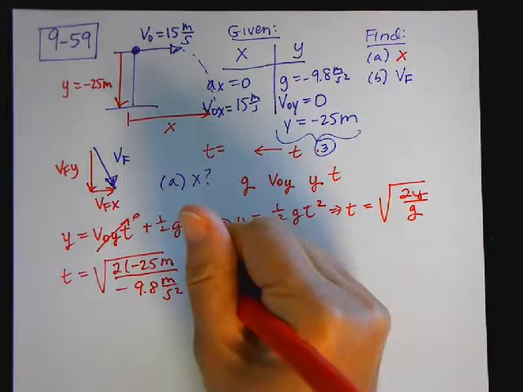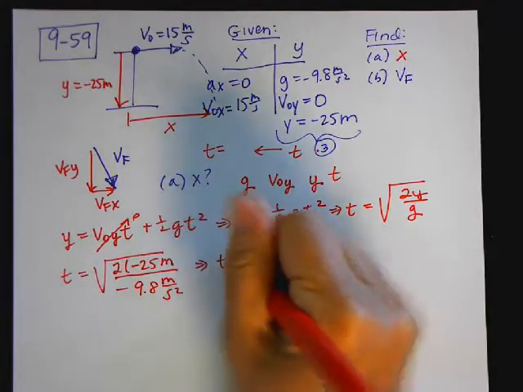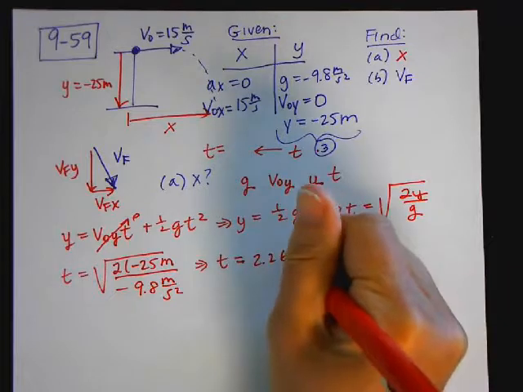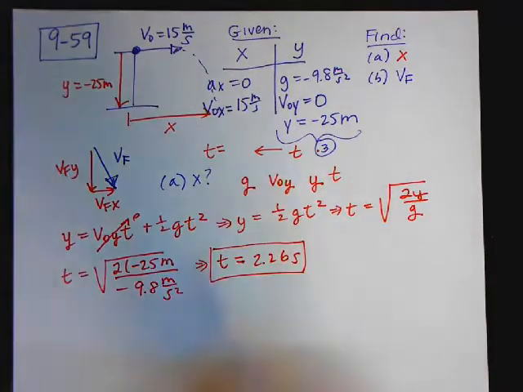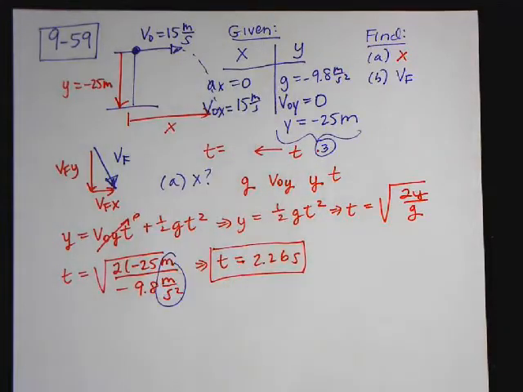When I do all this, t comes out to be 2.26 seconds. Now, let's say I want to make sure I didn't make an algebra mistake. So remember, my units check my work. We have a foolproof way to check our work in physics.